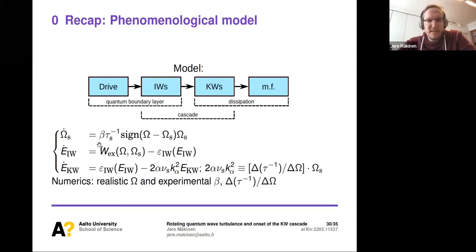Essentially, this is the quantum boundary layer for superfluid velocity. Then there's the inertial wave cascade, which has the input from this pumping through the quantum boundary layer. Then it has some cascade. And the energy in the Kelvin waves is essentially the energy input from the inertial waves minus the mutual friction dissipation. Then we can, in principle, use this phenomenological model to simulate what's going on with realistic drive, using some experimental input for these parameters.